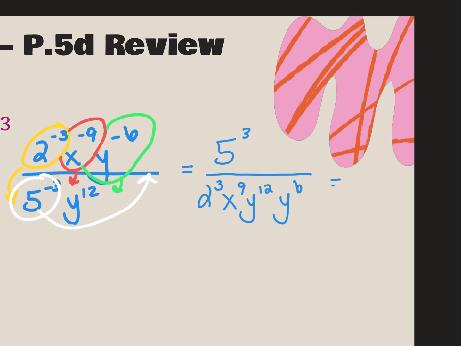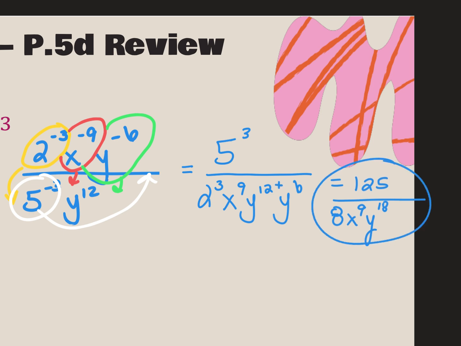So what is 5 to the 3rd power? 125, good. In my denominator, what is 2 cubed? 8. I have x to the 9th and y to the 18th. When we are multiplying same bases, what do we do to our exponents? We add them, okay? Just make sure we remember that. Power to a power, you multiply. When you're multiplying the same bases, you add the exponents. Questions? All right, let's look at the next one.